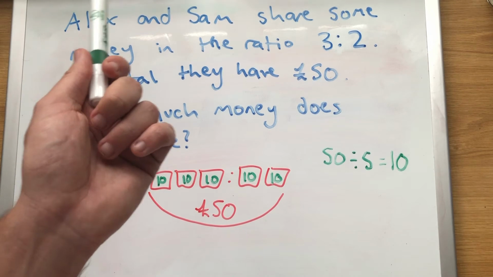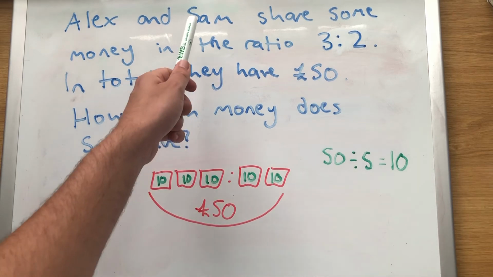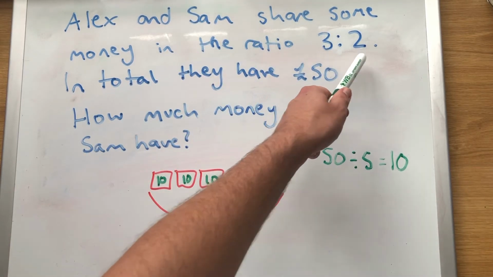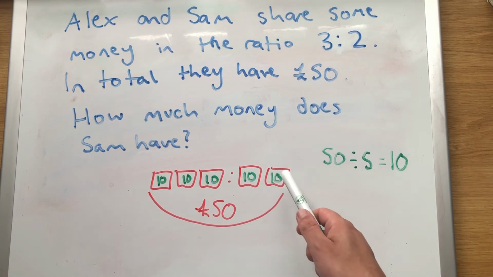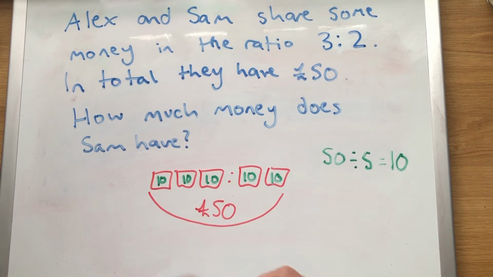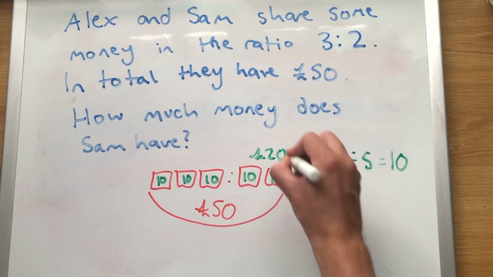How much money does Sam have? Well, Sam is this box here and this box here. Sam is the second name, so Sam is the second number. 1 box is 10. 2 boxes, 10 plus 10, or 10 times 2. So Sam has £20.